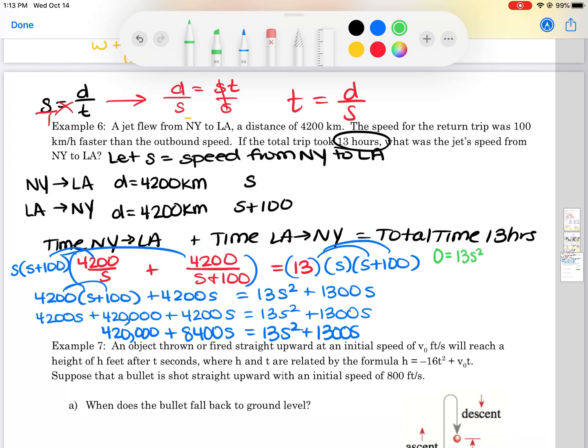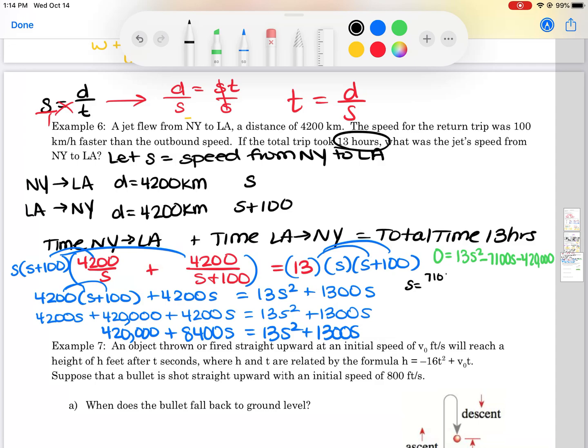So I'm going to have 0 is equal to 13 S squared. I'm going to subtract that 8,400 S over. When I do that, that's going to give me a minus 7,100 S. And then I'm going to subtract that 420,000. Honestly, the quadratic formula is going to be the best bet here. That way we don't have to worry. These numbers are way too crazy to try to factor. I don't even know that it will.